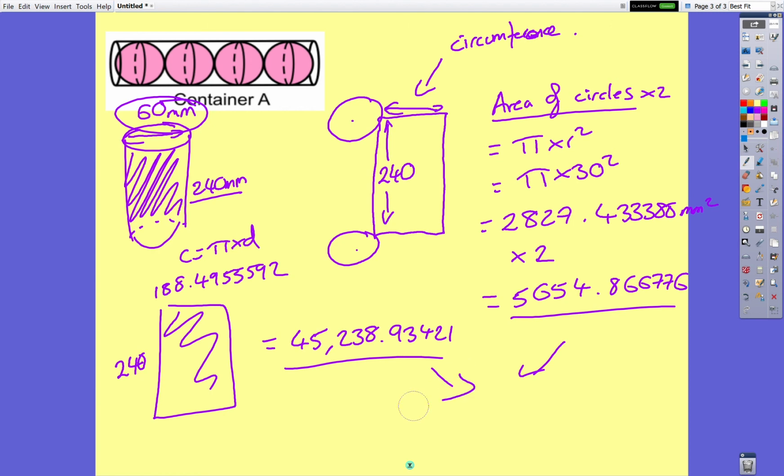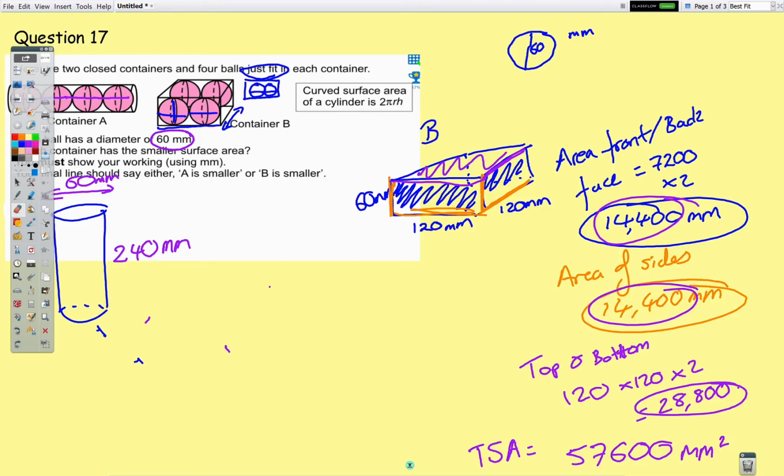Then I'm nearly there, because what I've got to do is take that and put them together. So we've got my answer from this here plus 5654.866776, and that gives me 50,893.800099 millimeters squared. So what we need to do now is look at which answer was the smallest, because that's what's being asked. This here was container B, and the previous one was container A.